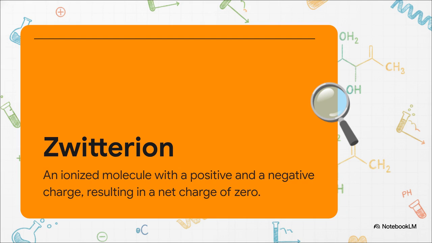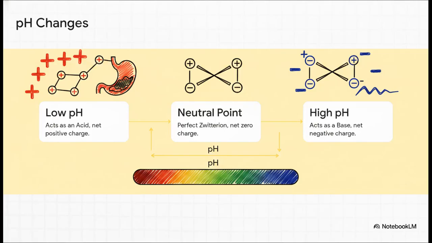This unique state is exactly what allows the molecule to remain perfectly soluble and functionally active in the watery environment of our cells. If you track it through the pH scale, the amino acid behaves incredibly dynamically. In a highly acidic environment with low pH, like inside your stomach, it acts as an acid holding on to protons and carrying a net positive charge. At a neutral point, it reaches that perfect Zwitterion state. And in a highly basic environment with high pH, it actually sheds those protons, acting as a base and taking on a net negative charge. It sequentially loses protons first from the carboxyl group and then from the amino group.